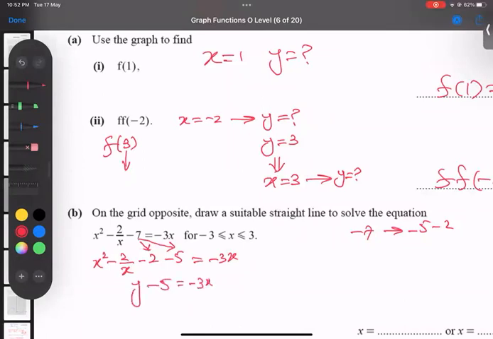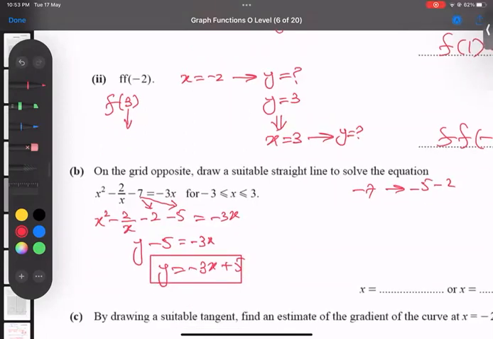-3x. Sometimes he asks you to find the equation of a straight line. This 5 comes on the right-hand side and becomes +5. This is the equation. I got it. If he asks to find the equation of the line, this is my answer. But now he is asking to draw the line.